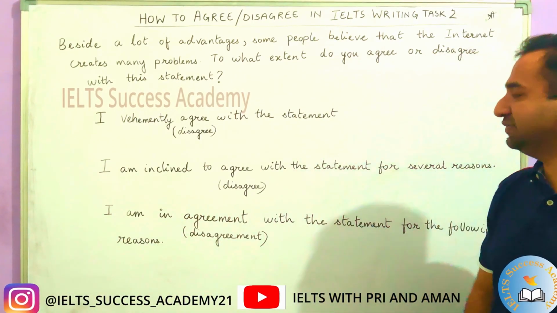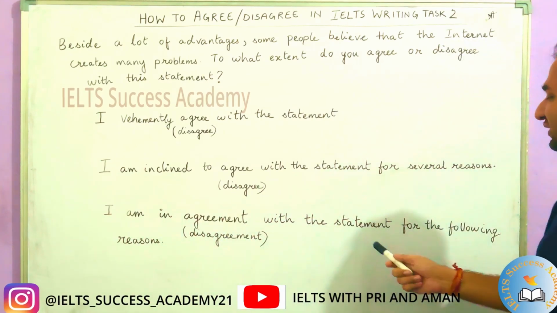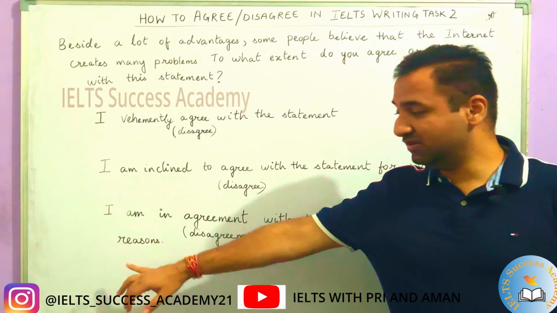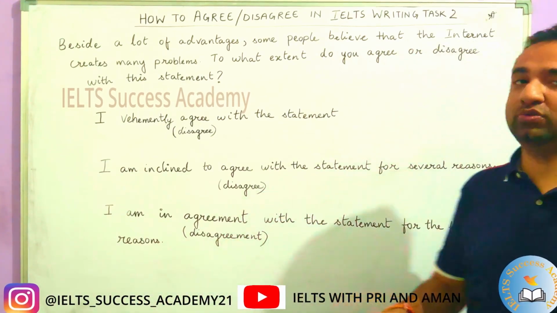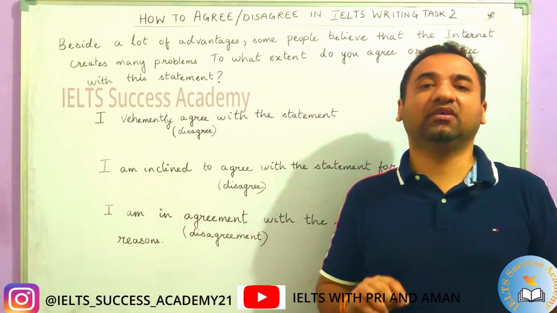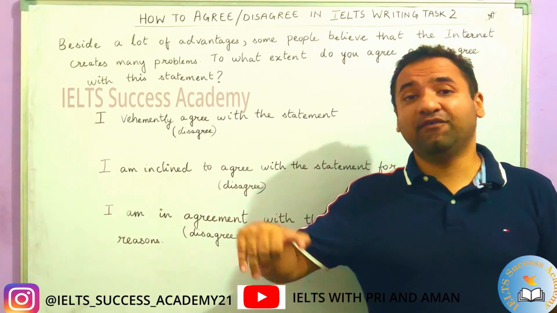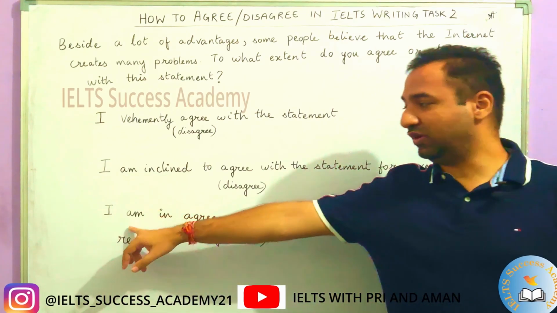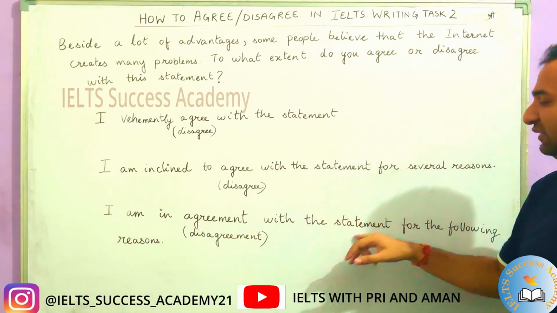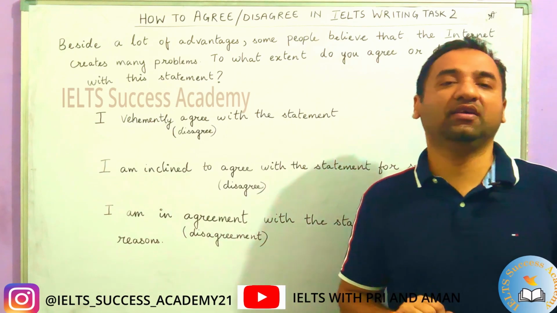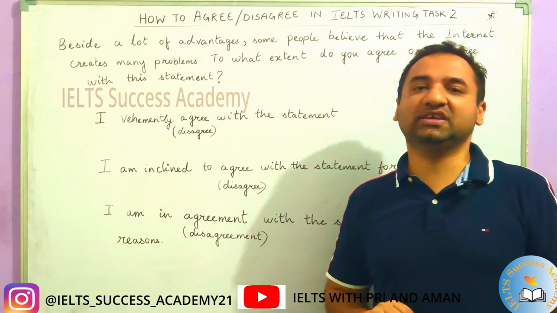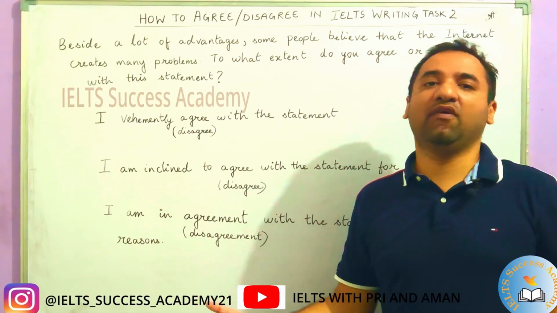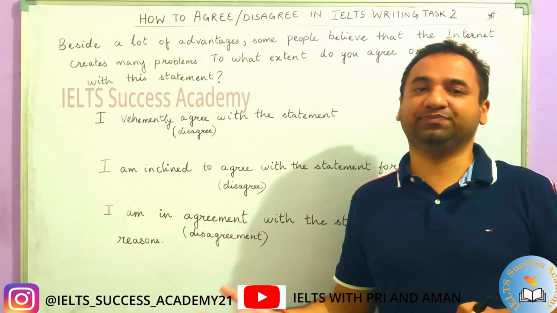Seventh and the last one is I'm in agreement with the statement for the following reasons. Again, this is showing the path to the reader that the writer will write reasons in the following statements or in the next statement. Okay? You can also say I am in disagreement with the statement for the following reasons. So these are the 7 ways whereby you can agree or disagree with the statement or with the question.